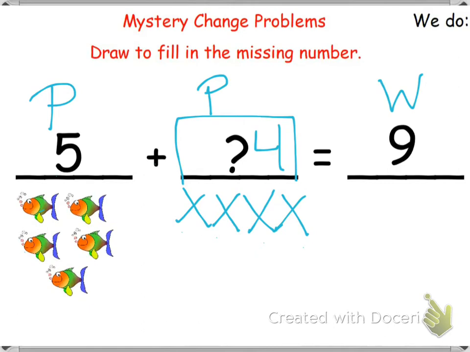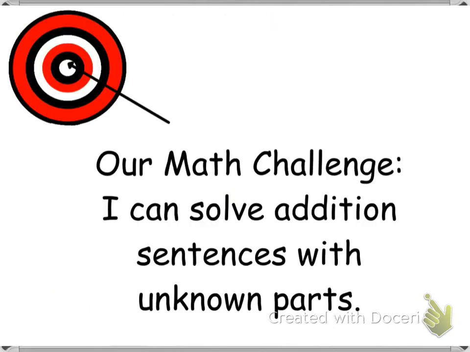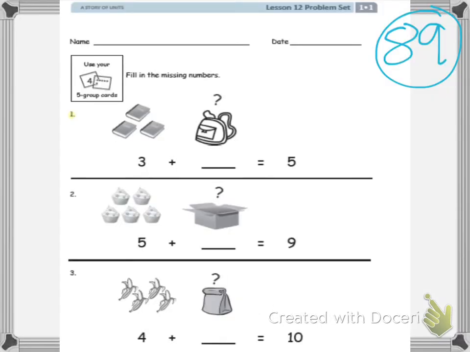All right. So now, remember guys, we're talking about being able to solve addition sentences with unknown parts. We're now going to do our problem set, which is going to be in your blue workbook, the workbook with the blue line on page 89, 8-9. If you need a chance to get there, please pause this video until you get to the page. It should look just like this.